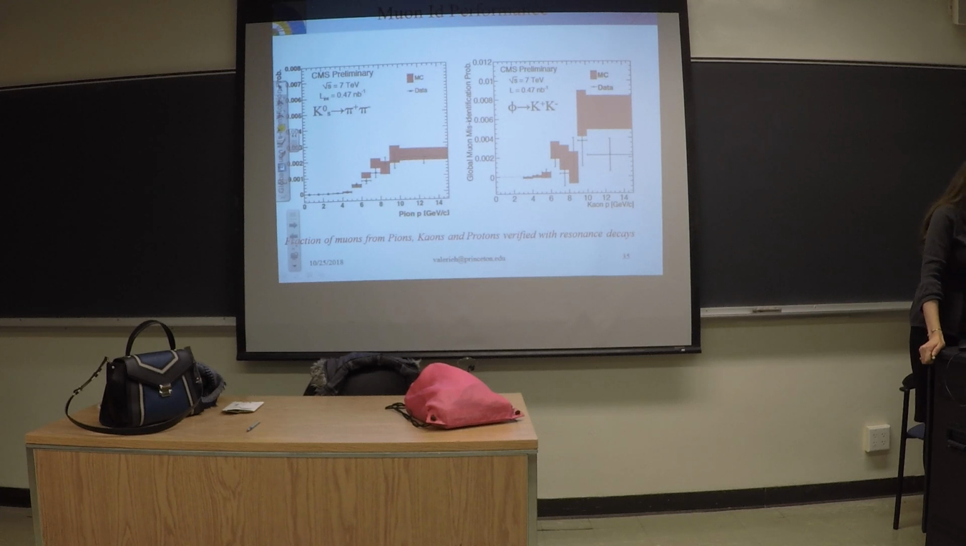So you can see here on the right, for example, the global muon misidentification probability. You can see that as the kaon momentum is increasing, the misidentification actually increased here. And for the pion as well, is that also misidentified?